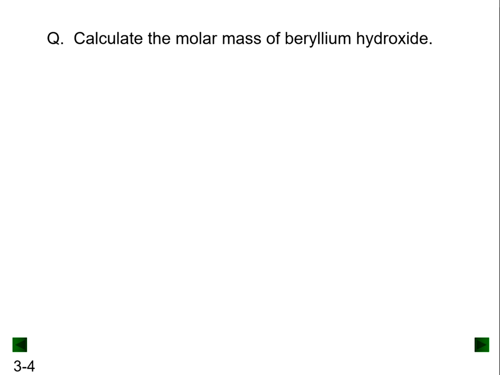You'll remember beryllium is a metal, and it's in group 2, so it's an alkaline earth metal, and it generally has a +2 charge on it. Hydroxide is a polyatomic ion, so that's a -1. And so from that, you should be able to deduce what the formula for beryllium hydroxide is.